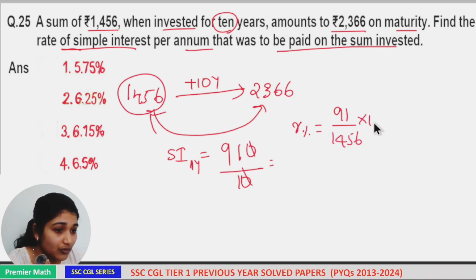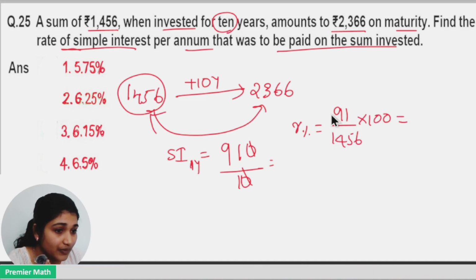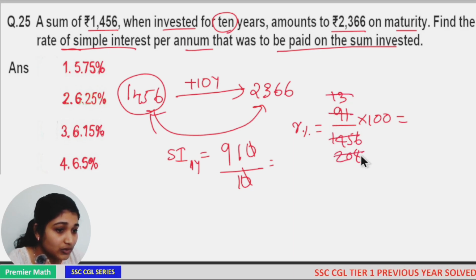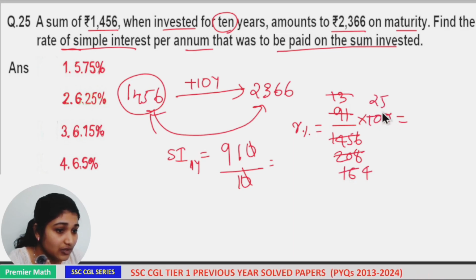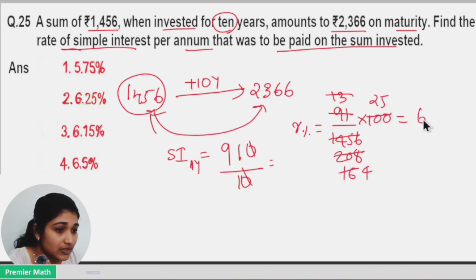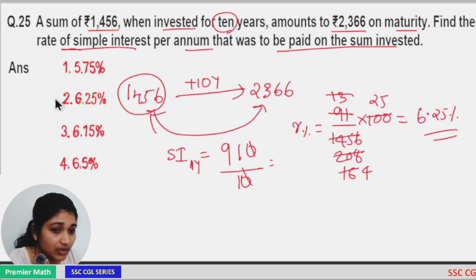Then if you convert it into percentage, 91 by 1456 into 100. Dividing, 7 goes 1 time in 9, 3 times in 21, 2 times in 14, 8 times in 56. Again, 13 goes 1 time in 20, 6 times in 78. 4 goes 4 times in 60, 25 times in 100. 25 by 4 means 4 goes 6 times in 25. So 6.25 percentage. Option 2 is your answer.